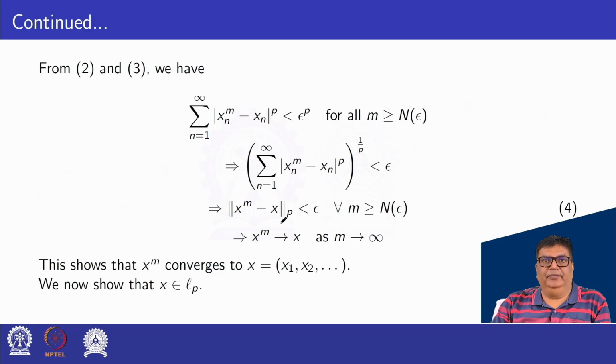As per the definition of the p-norm, this implies that the norm of x_m - x is less than epsilon for all m greater or equal to a positive integer N. The meaning of this is that x_m converges to the point x as m tends to infinity. This shows that x_m converges to x, where x = (x_1, x_2, and so on). Now we have to prove x is an element of l^p.